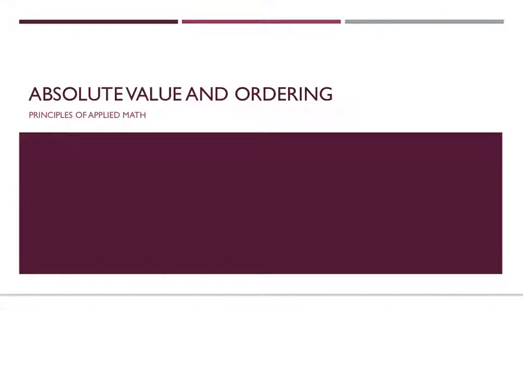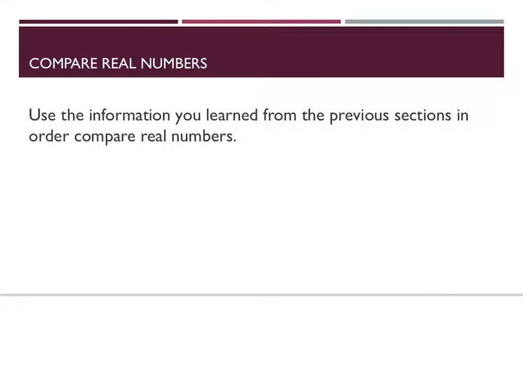This last section has to do with absolute value and ordering. All we're going to do is compile everything we've learned in the last two sections in order to compare real numbers. Now, I don't know if you remember, but compare means deciding whether something is greater than or less than or even equal to.